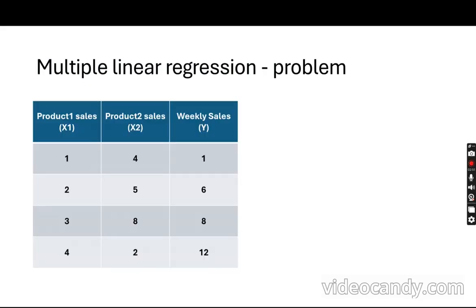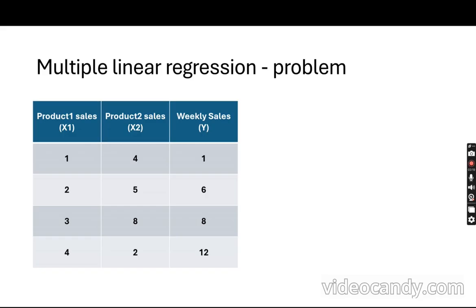So let us start by defining a problem based on multiple linear regression. This is the data we have to find the line of regression using the multiple linear regression algorithm. There are two independent variables, x1 and x2, and y is the target variable. Since we are dealing with multiple independent variables, we have to use matrix format to proceed with the problem.